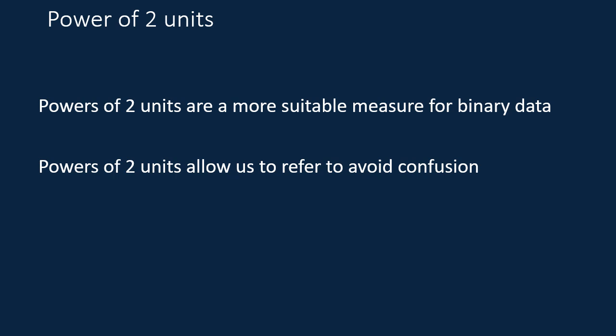But because power of 2 units are a more suitable measure for binary data, we're going to introduce these now to show how they are able to help us reduce the ambiguity of, for example, file sizes when we're using power of 2 units compared with power of 10 units.